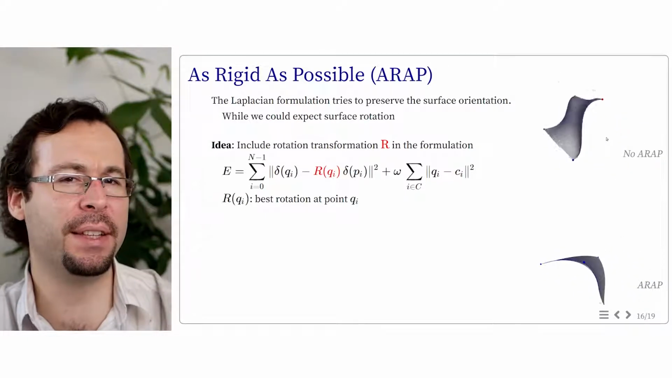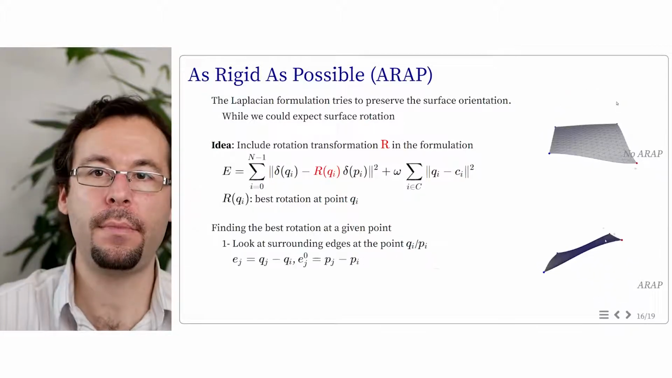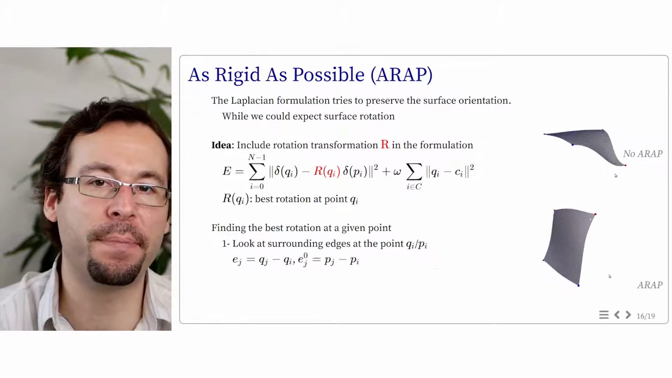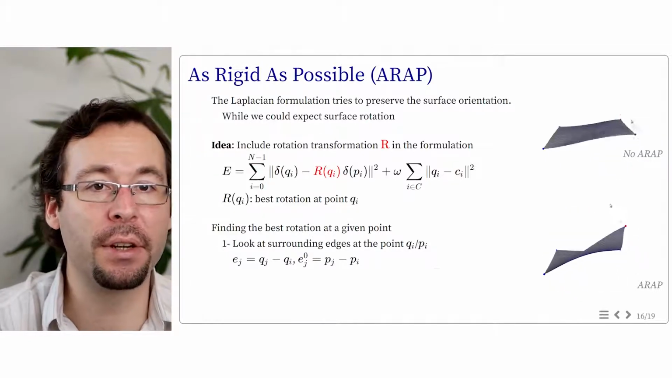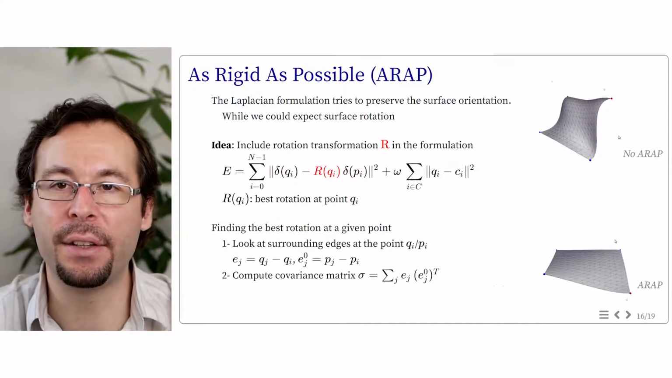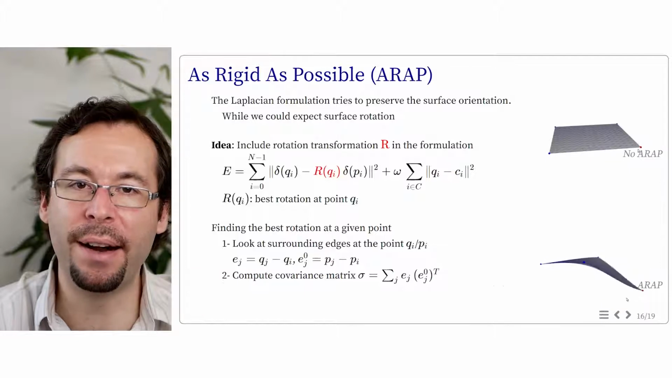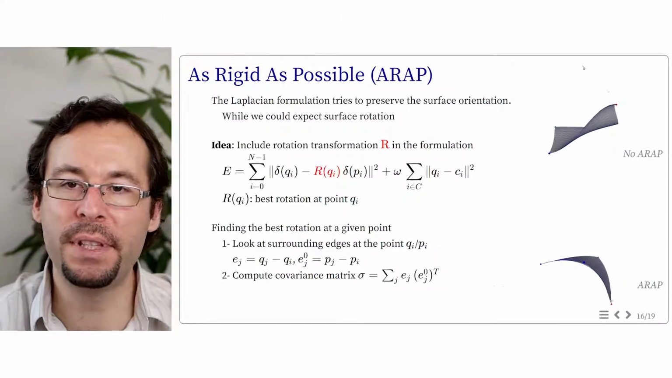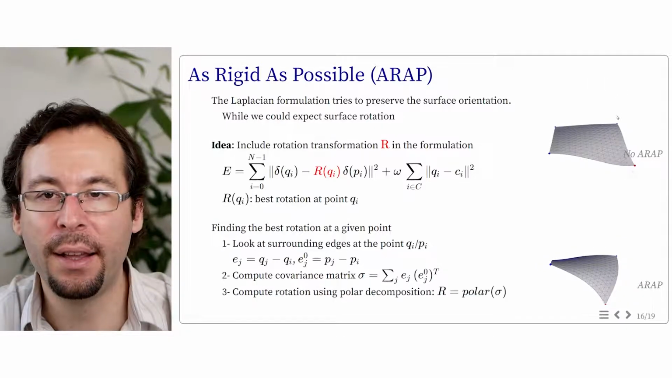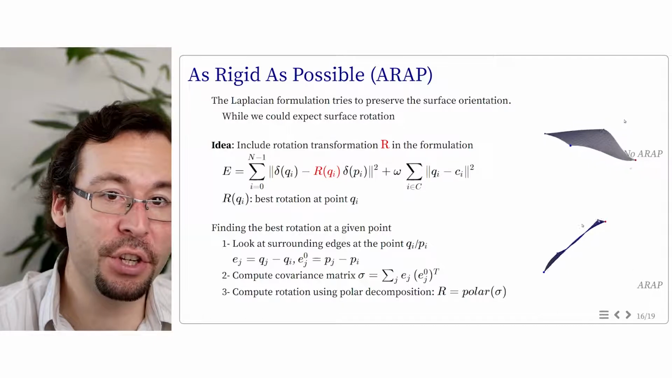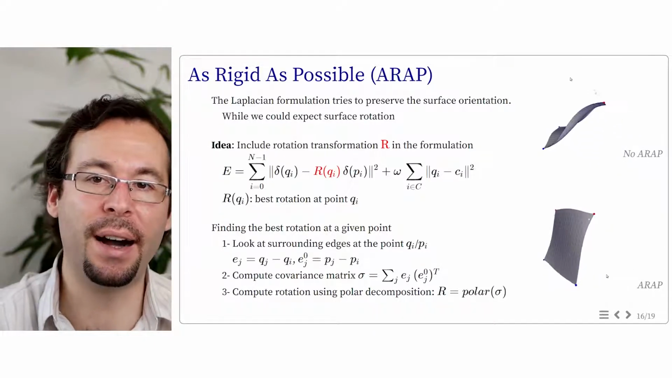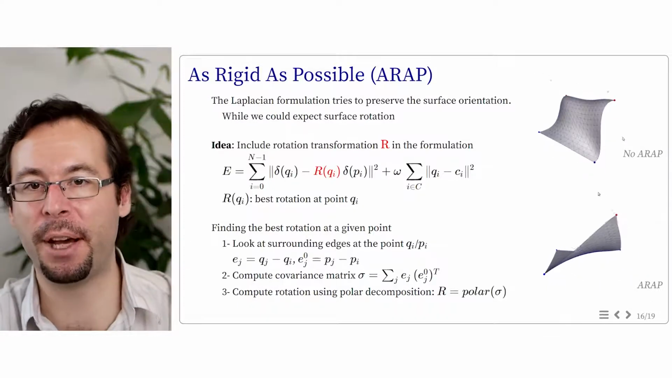So how can we find this ideal rotation? One possibility is to look at the surrounding edges at the point Qi with respect to Pi, computing the vectors Qj minus Qi and Pj minus Pi. And we can compute the covariance matrix sigma of these vectors. This gives the best local transformation between Pi and Qi. Then we can extract the best rotation from this matrix using the polar decomposition we already saw. And R is equal to the polar decomposition of sigma.